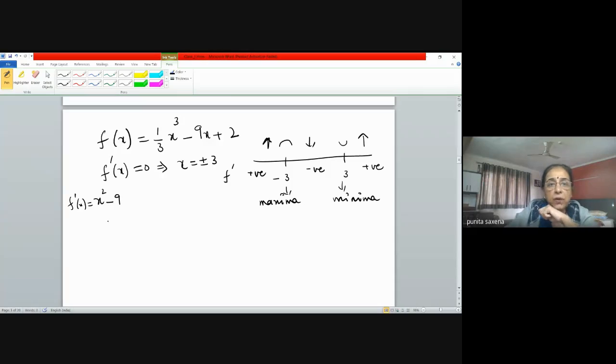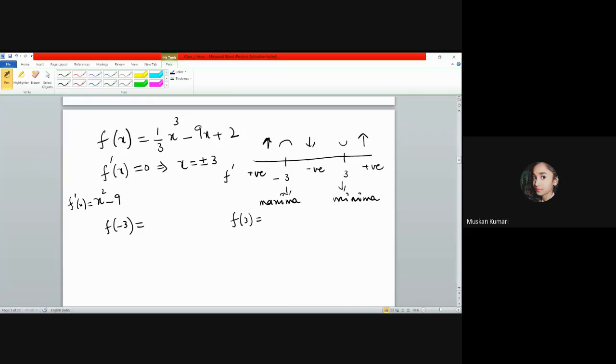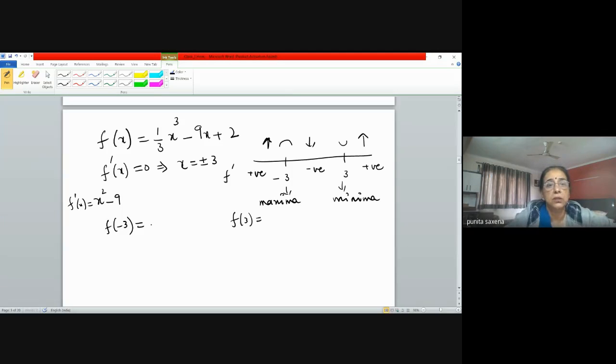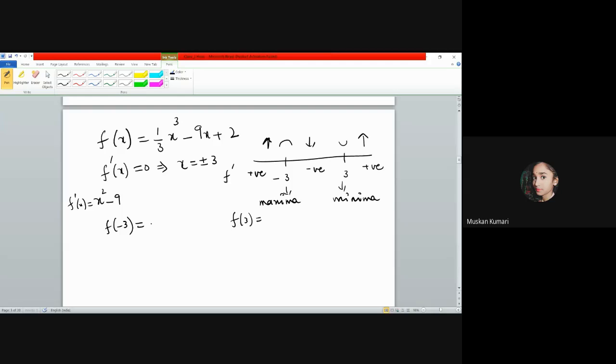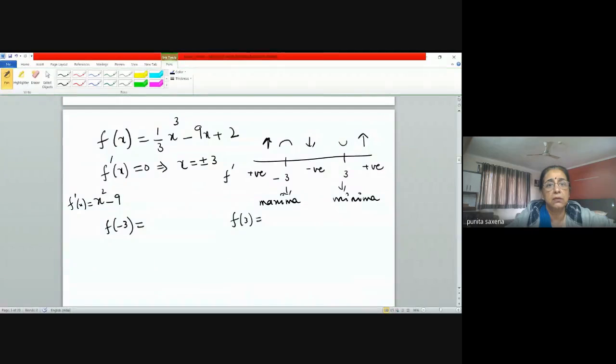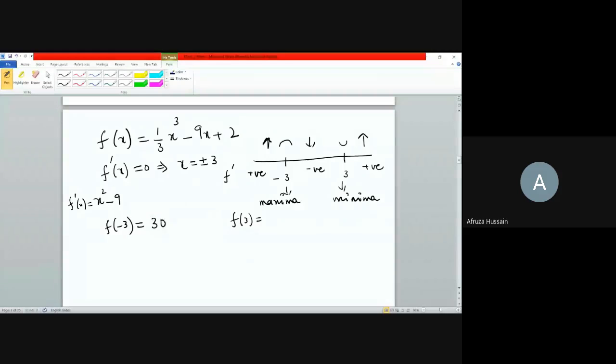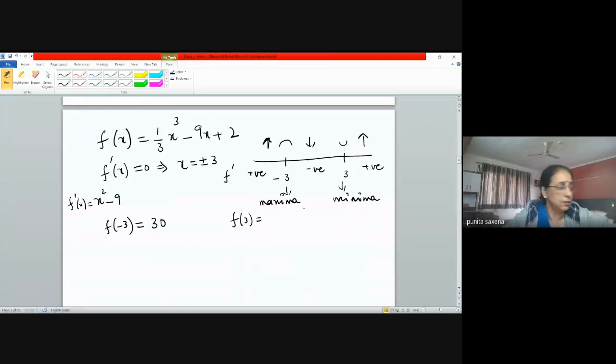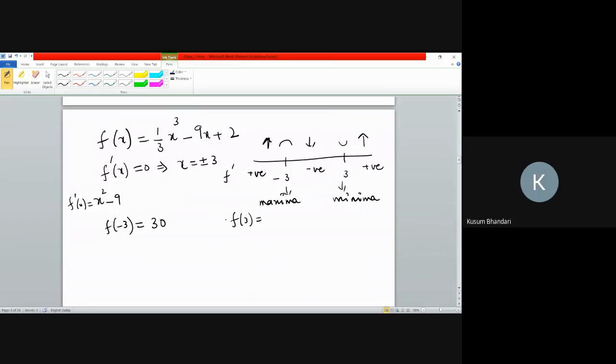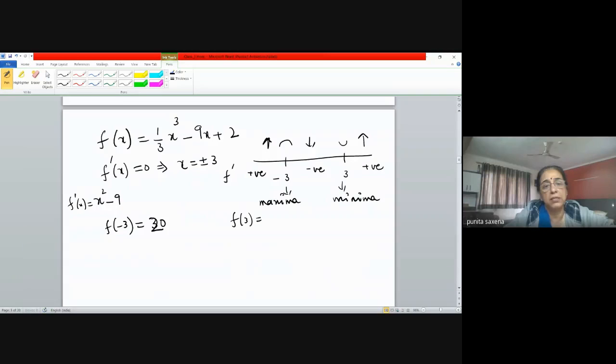Quickly, can you find f of -3? Let me cross-check once. f of -3 is 20, plus 20.